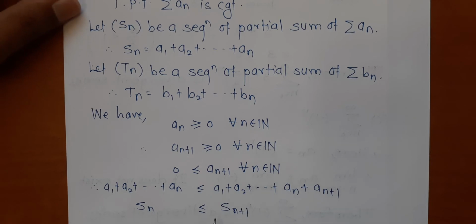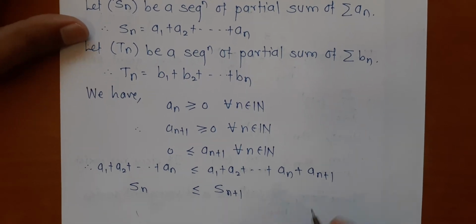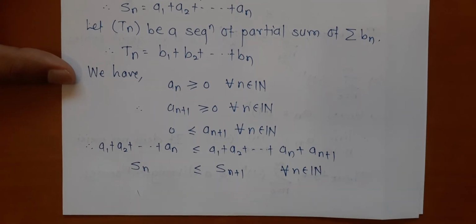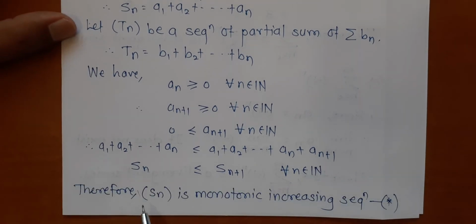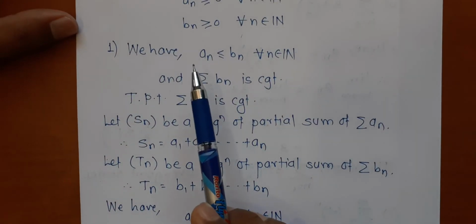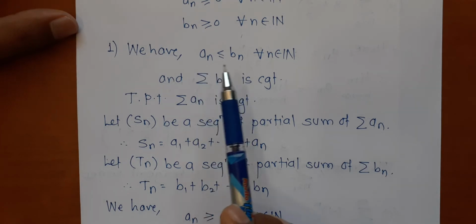So what we have got: S_n is less than or equal to S_(n+1) for all n belongs to the set of natural numbers. Therefore S2 is greater than S1, S3 is greater than S2, and in this way we can say S_n is an increasing sequence. Therefore I will mention a very important statement we have got: S_n is a monotonic increasing sequence. I am calling it star. So let us use the given information. What we have now is a_n less than or equal to b_n.